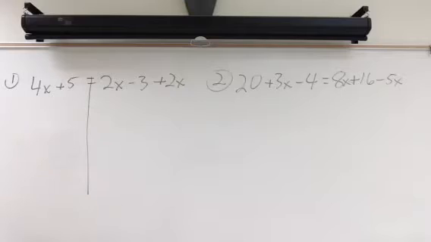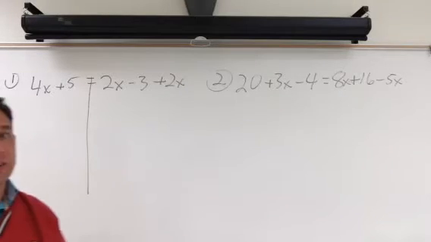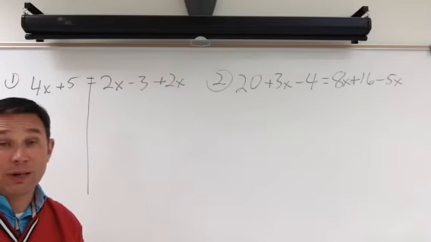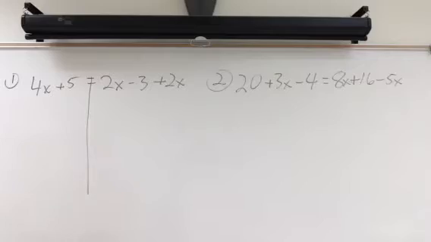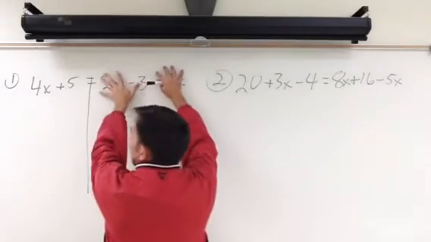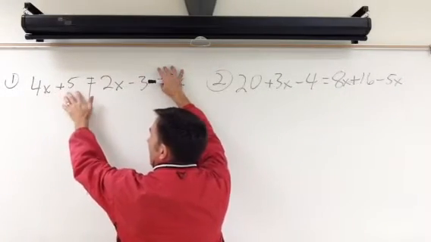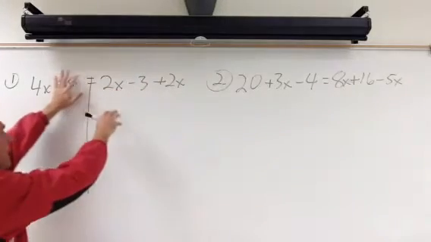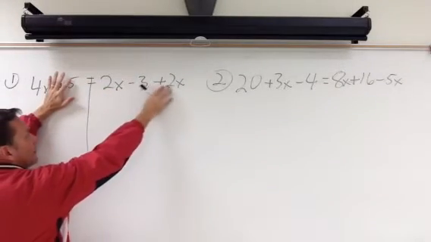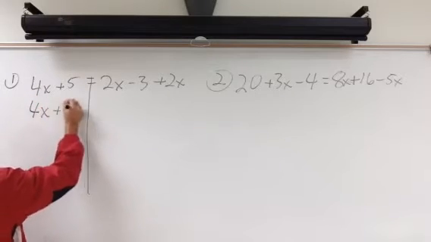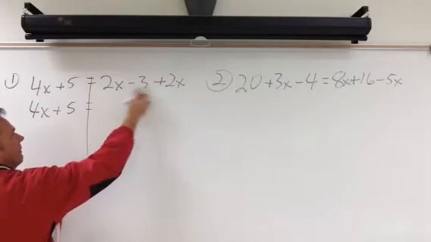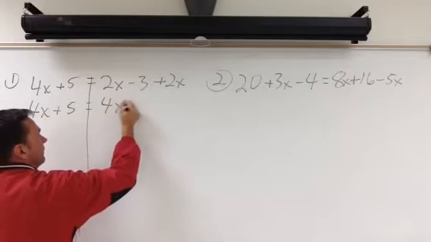So as we're looking to solve this, problem number one. Again, the first thing we look at: is there any distribution? There's no parentheses, so there's no distribution. Can we combine any like terms? We look at the left side of the equal sign, and we cannot combine any like terms. But over here, we can combine 2x and 2x. So that's my first step. Copy down what's on the left, and combine our two terms here.